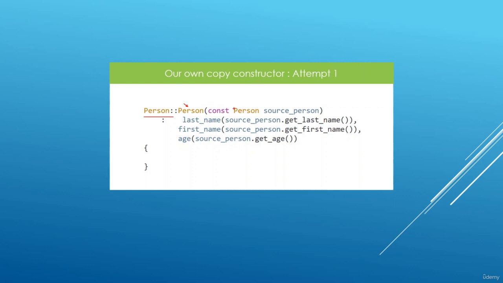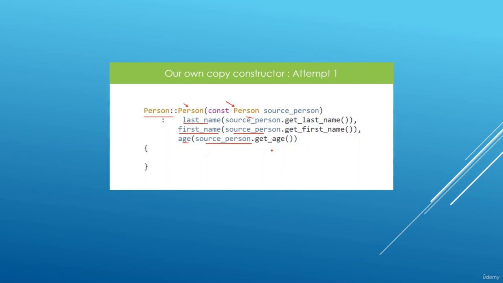But notice that we are passing this by value. You need to see this. And then in our initializer list, we're basically going to be copying from the source person to our person object that we are building here. So the last name is going to be initialized with the last name from the source person. The first name is going to be initialized with the first name from the source person. And the age is going to be initialized with the age from the source person here. We are basically copying member-wise. We are doing the same thing the compiler has done for us.